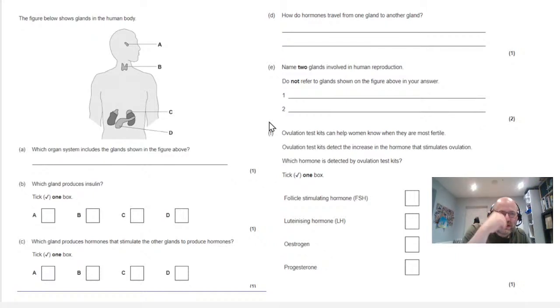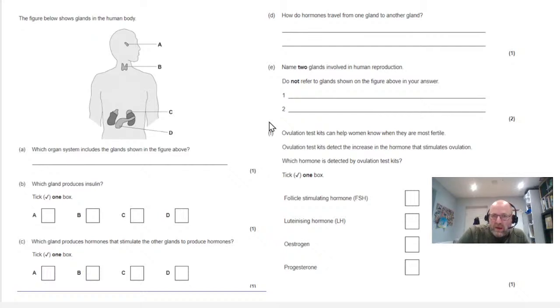Which gland produces insulin? Which gland produces, yeah, C is right. How do hormones travel from one gland to another? I think Amna said the bloodstream, that's right. Name two glands involved in human reproduction. Ovaries and testes, Amna again.